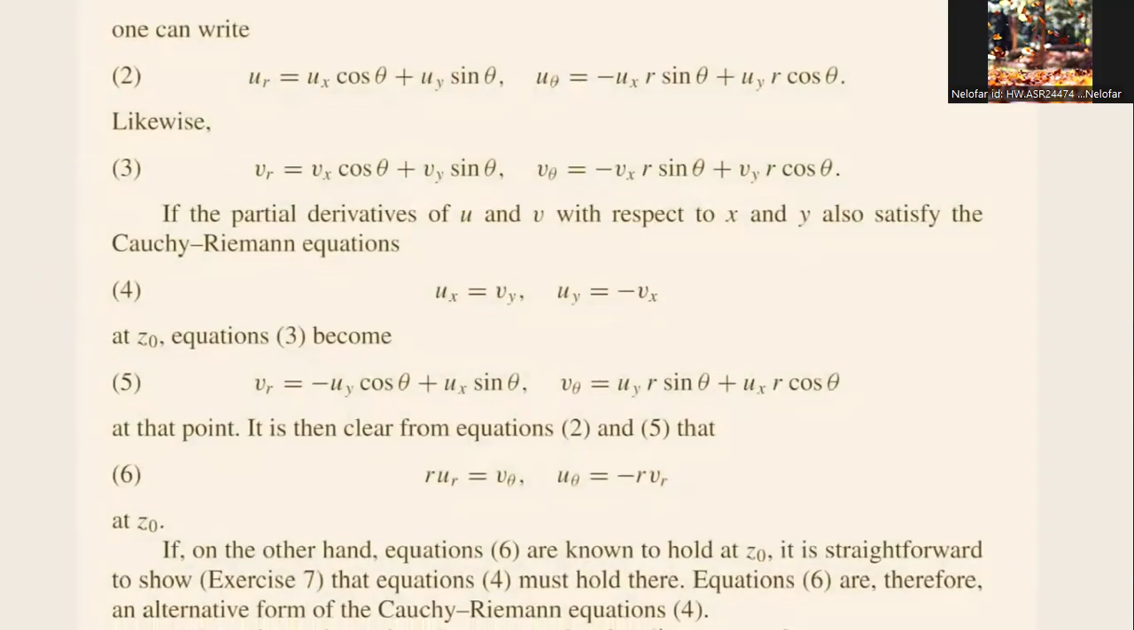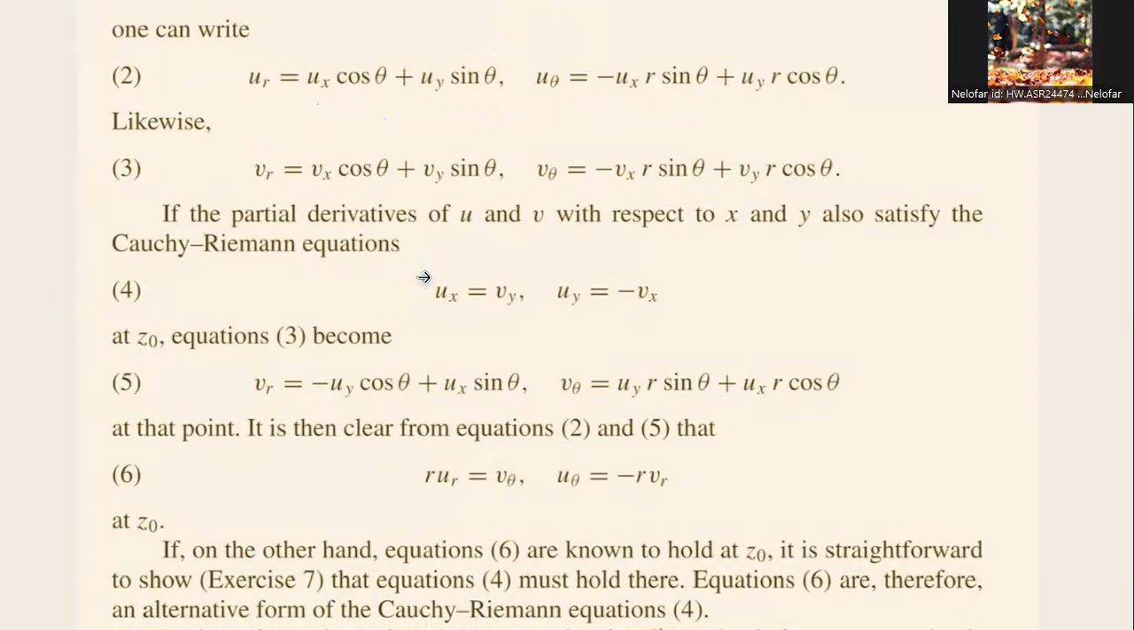So this was the reasoning that was being used there. Now we just rewrite the partial derivatives in this form: ur is equal to ux cos theta plus uy sin theta, and u theta is equal to minus ux r sin theta plus uy r cos theta. Likewise, vr and v theta can be written as this.